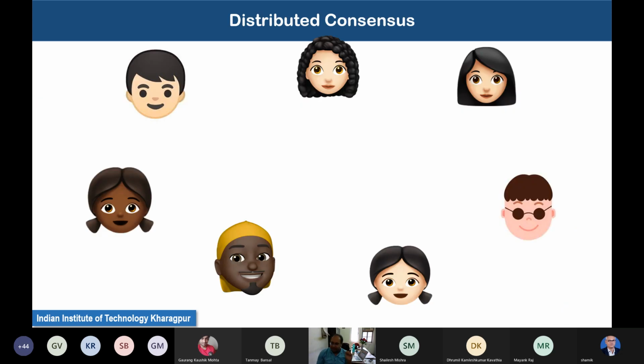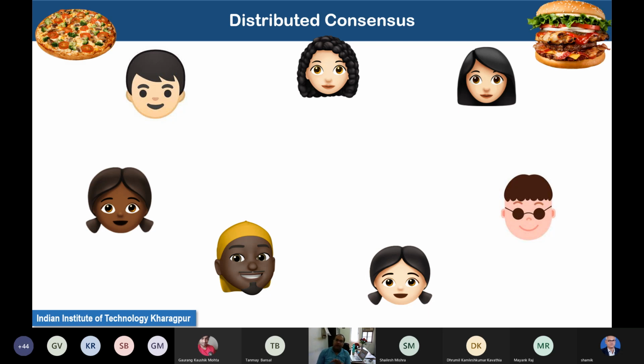So what is meant by distributed consensus? Let me explain it with the help of an example. Say you are at a party where there are multiple different people, and there are two options. Either everyone can choose pizza or everyone can choose burger. So either you go to a pizza shop or you go to a burger shop.